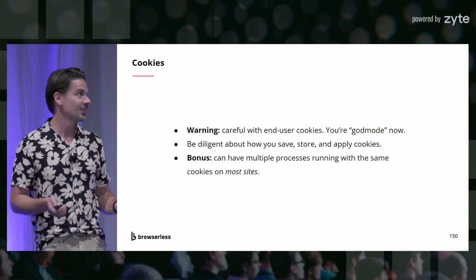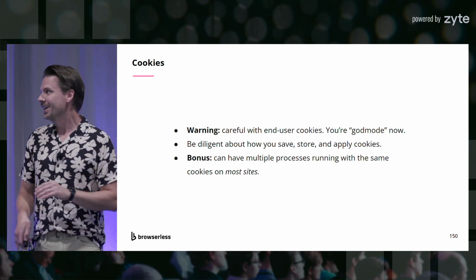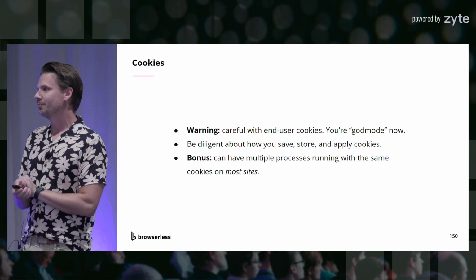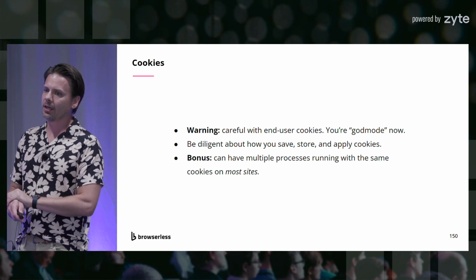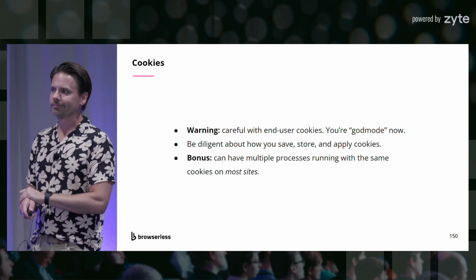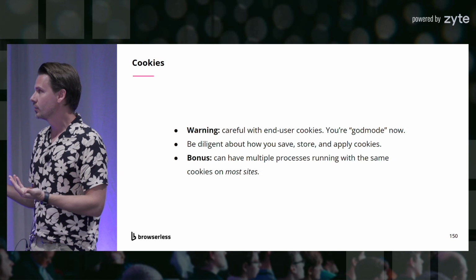If you haven't done a SOC 2 compliance, this will definitely come up. And obviously be diligent about how long you keep that around. It's somebody else's information that they've trusted you with.